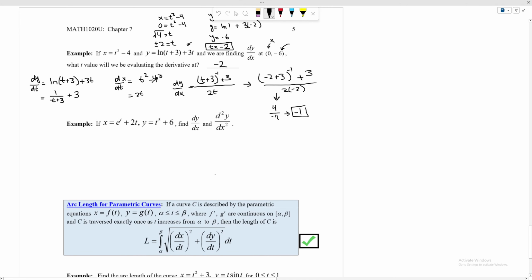All right. Now the question is, how do you get your second derivative? This is a given equation, so it's not too shabby. So we'll do something here.